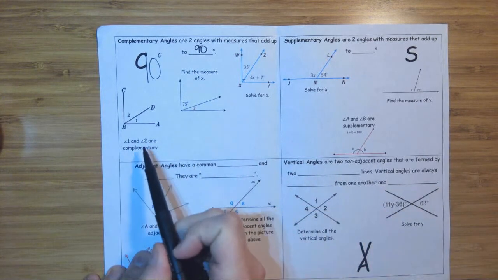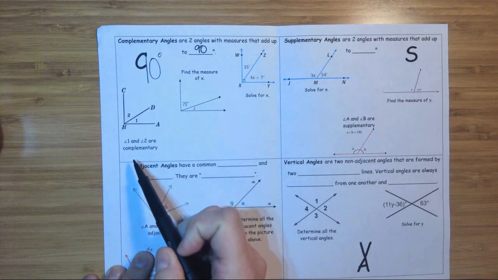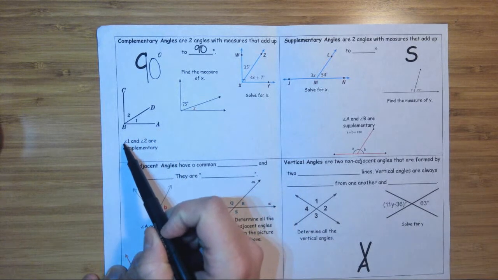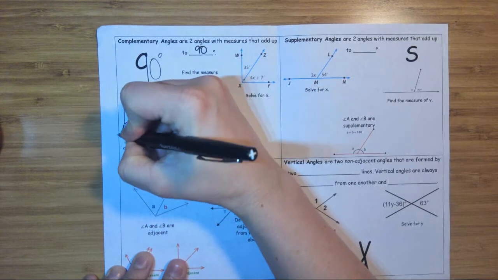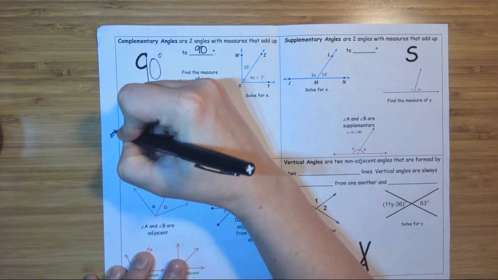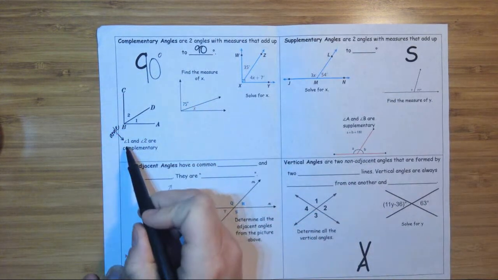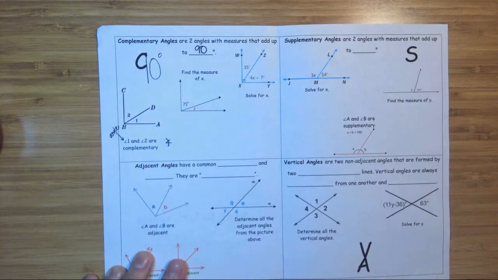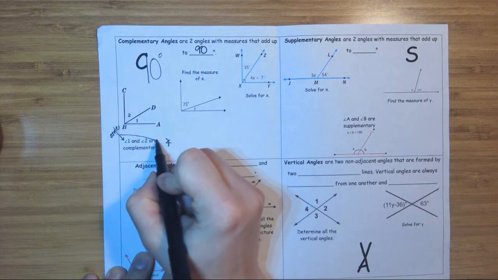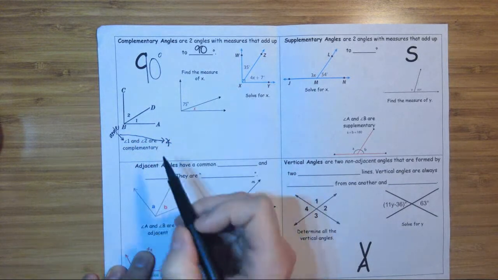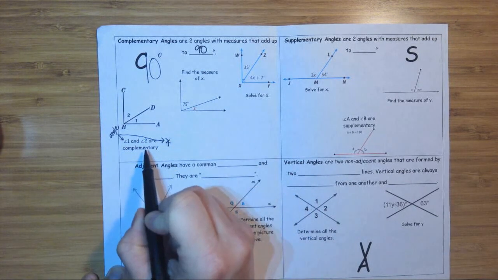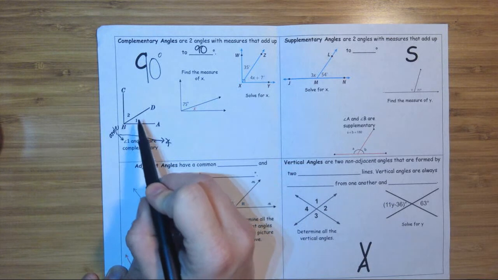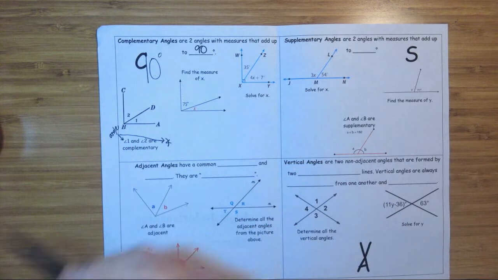Okay, so here, angle 1 and angle 2 are considered complementary. This is the symbol for angle. If you need to mark that down, you will see this a lot. Sometimes you may also see us write it this way. Same thing. Those both mean angle. So angle 1 and angle 2 are complementary. That means that when I put them together, they equal 90 degrees.